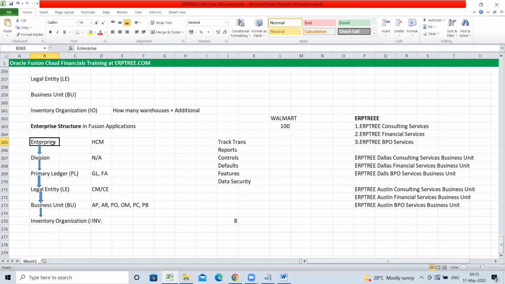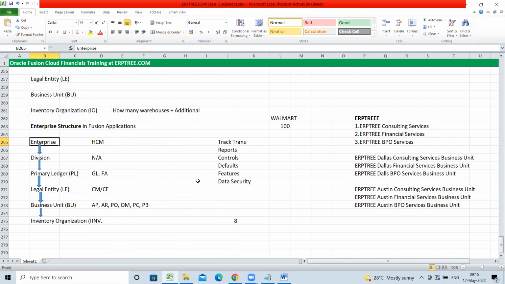My question was, for example, in a proof of concept scenario, we created a division, PL, legal entity, business unit, and inventory organization, but later we decided we don't need a division, or we need only one PL. We need only GL PL, not FA. In that case, is there an opportunity to change that structure, or is whatever you have created going to be fixed? If you take the example of a division, even if you create it, no issues at all. It is not going to be involved in any transaction part.